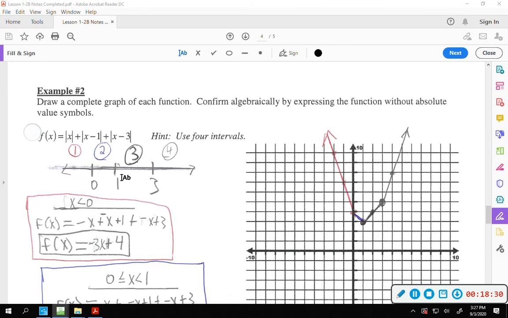I put those on a number line just so I can keep track of everything because there's a lot. There's actually 4 parts to this graph. It's going to be a 4-piece piecewise function. Let's just do it piece by piece.